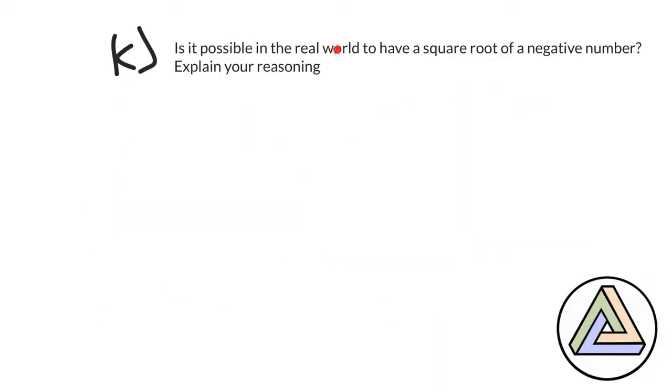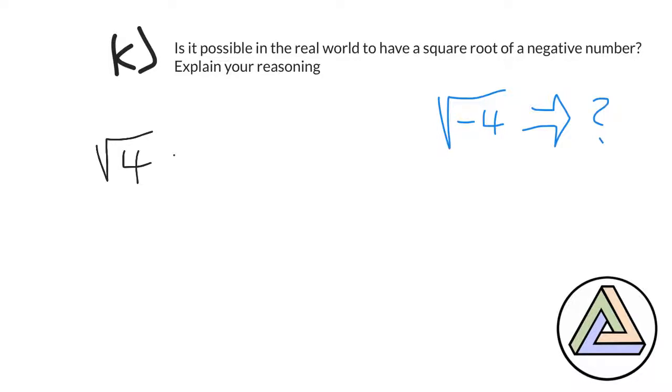Okay, so is it possible in the real world to have a square root of a negative number? Explain your reasoning. Okay, well, the answer to that is no, and here's why. Let's put this off to the side, square root of -4, and ask, is this possible? Could we have a square root of a negative number? Well, let's be clear on what would otherwise be a normal situation. So the square root of 4 is definitely plus minus 2. In other words, the square root of 4 is either positive 2 or negative 2.